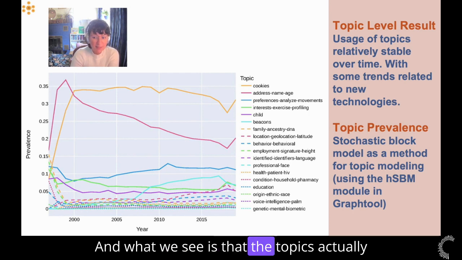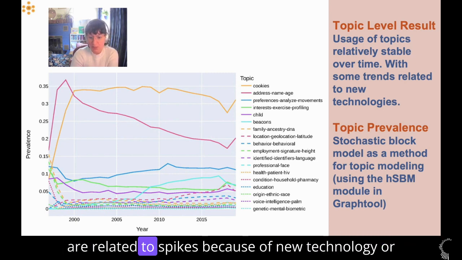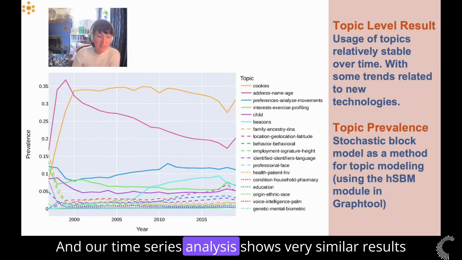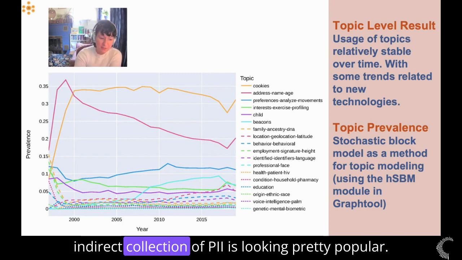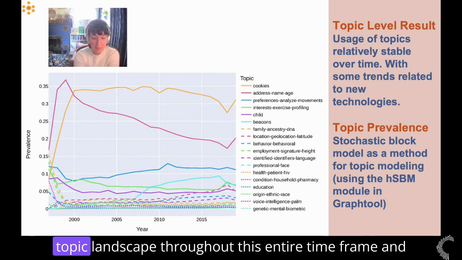And what we see is that the topics actually remain relatively stable over time, with some trends that are related to spikes because of new technology or possibly privacy policies reacting to new legislation. And our time series analysis shows very similar results to what we saw at the word level, where indirect collection of PII is looking pretty popular. So we see that cookies really dominate the topic landscape throughout this entire time frame.